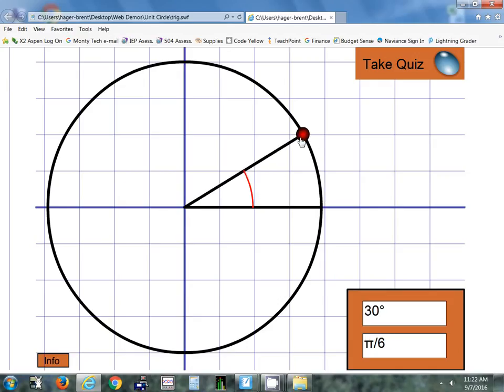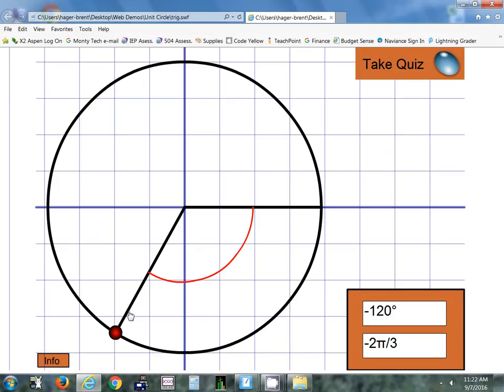I can't move the initial side. I can only move the terminal side of this angle. And notice as I start to move it counterclockwise, it's measuring a positive angle. That's 195 degrees. As I start to go back the other way, now I'm measuring a negative angle.